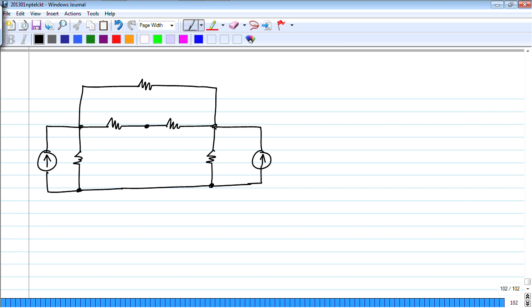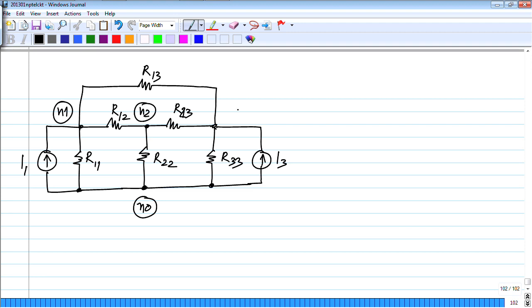I had this circuit, and okay, let me call this I1 and I3. I will call this R11, R12, R13, sorry, R23, R22, R33, R13. The reason for this naming will become very clear. And let me call this node N0. This is N1, N2, N3. Okay.